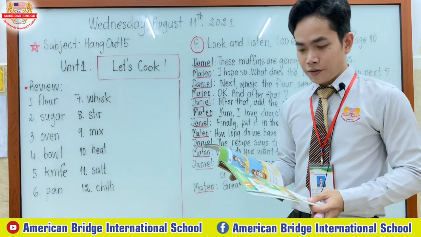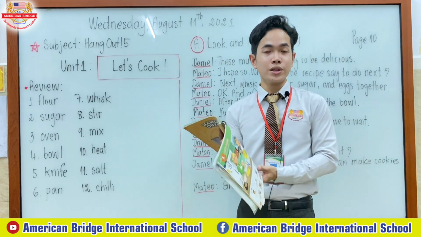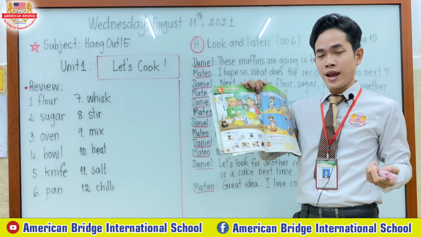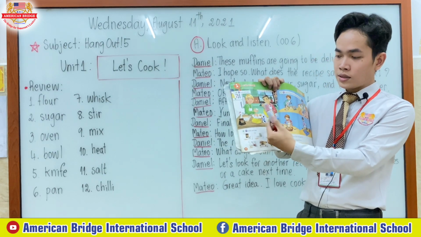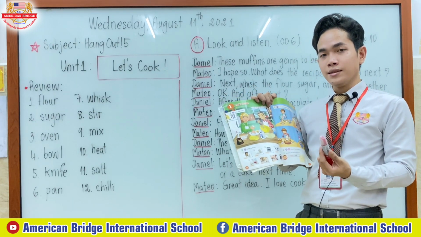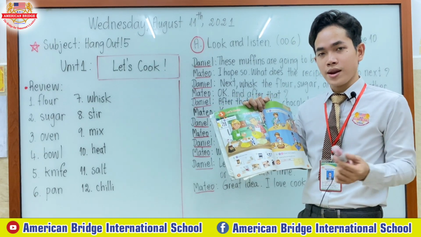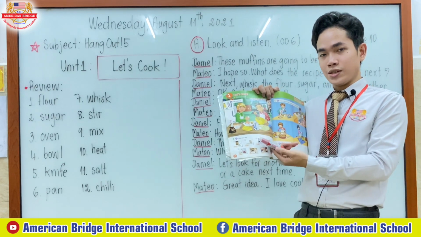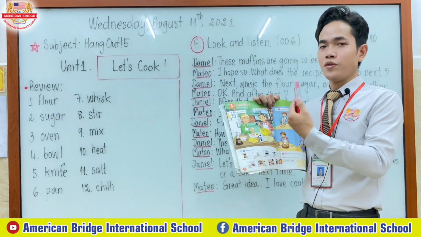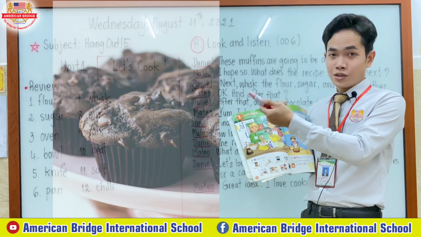Okay, everyone, after you have listened to the conversation, now let's talk about the conversation and also the picture on page 10 together. As you can see in the picture on page 10, these are two people. They are making a muffin. They are Danielle and Matteo. Can you guess, everyone, where are they right now? Right now they are in a kitchen and they are making a muffin. As we already know, a muffin is a kind of chocolate cake, as you can see in the picture as well. Yeah, it looks delicious.